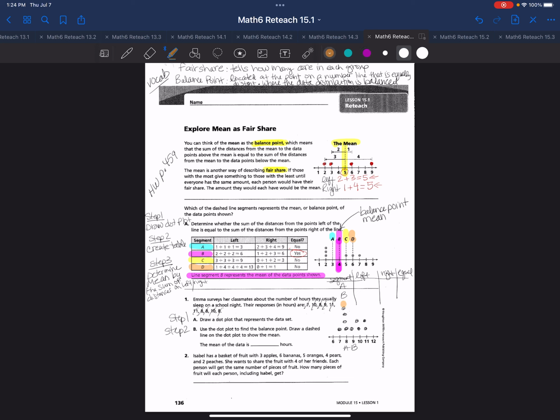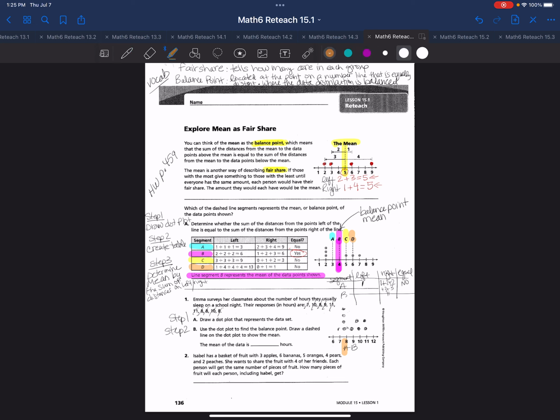Let's just see which one would work. I want to do a dotted line here for segment A. To the left of segment A, I only have one. And to the right, I would have one plus 2 plus 2 plus 3 plus 3, so that would equal 11. So are those equal? No. Okay, now let's do B.